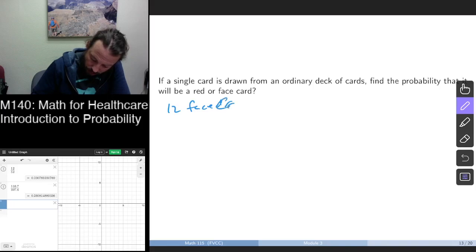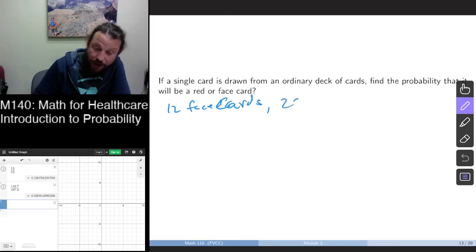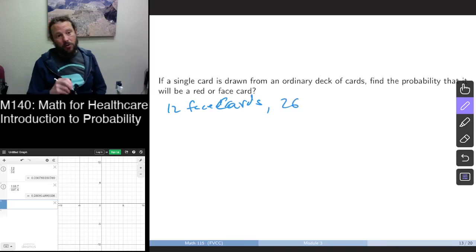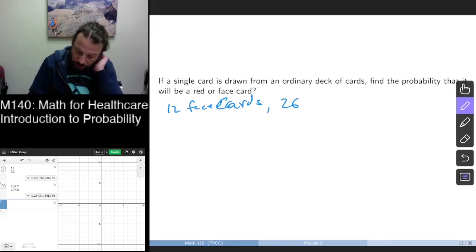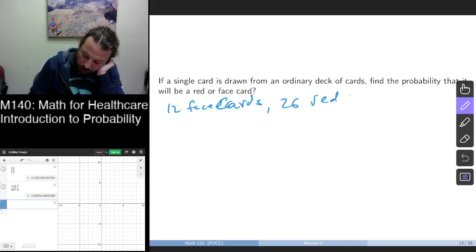Face cards. And how many red ones? 26. Half of them are red. I didn't go over this before. Half of the hearts and the diamonds are both red cards, and any spade or club is going to be a black card. So we got 26 red cards in a deck.